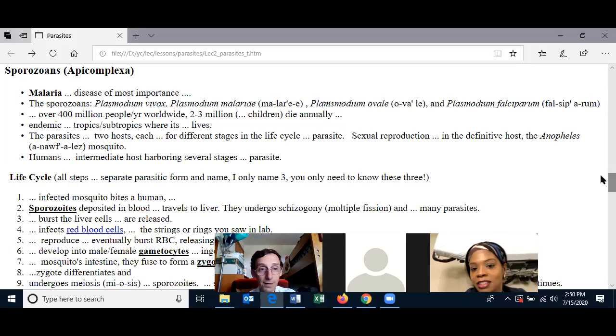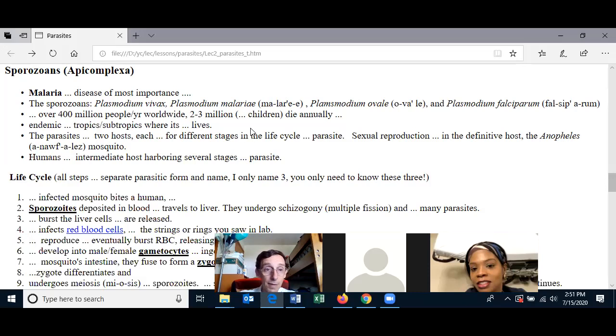There are 4 sporozoans, actually, that can cause malaria, and they're all in the Plasmodium genus. They include the species Plasmodium vivax, Plasmodium malariae, Plasmodium ovale, and Plasmodium falciparum. Over 400 million people come down with malaria each year. 2 to 3 million people die each year from malaria. The people dying are frequently children.